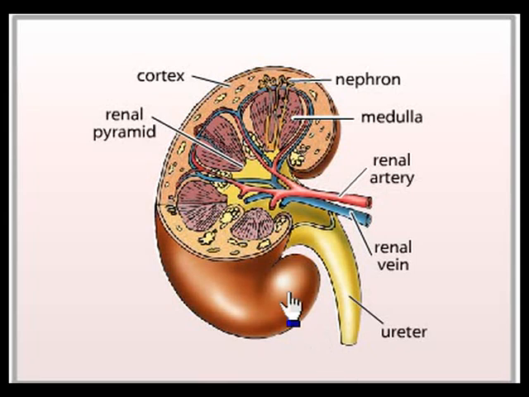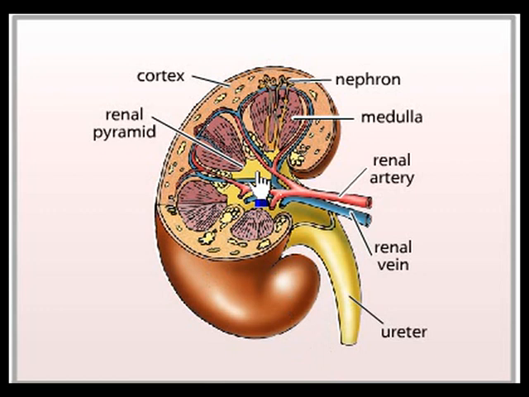The internal structure of the kidney includes the outer cortex and the inner medulla. The ureter divides into branches, the ends of which envelop medullary tissues called the renal pyramids. Look at the renal pyramids here, the yellow ones.